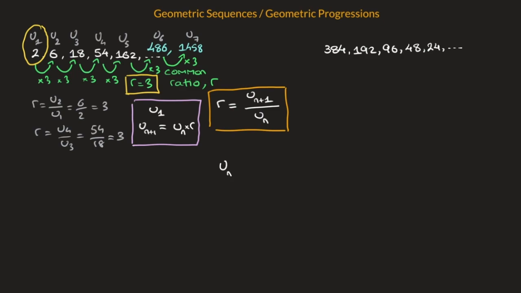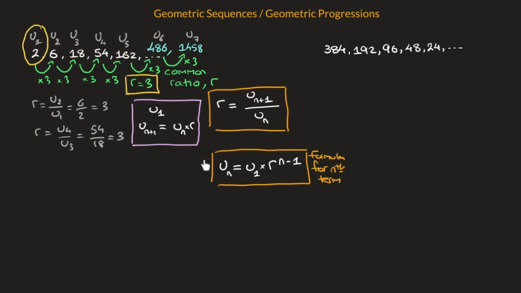The nth term of a geometric sequence is given by u sub 1, so that's the first term, times the common ratio r raised to the power of n minus 1. And I'll go ahead and box that. Do make a note of this formula. That's the formula for the nth term of a geometric sequence. And I'll just write formula for nth term.